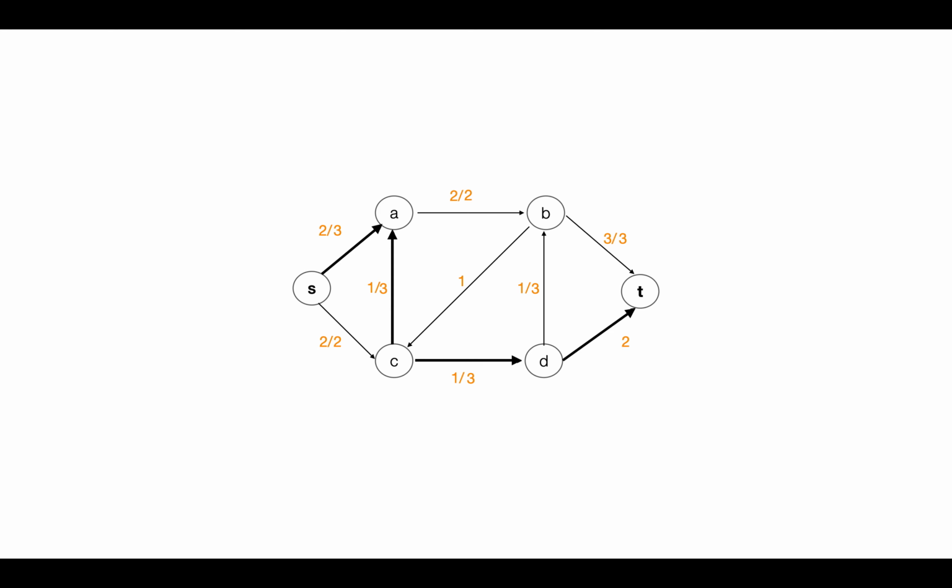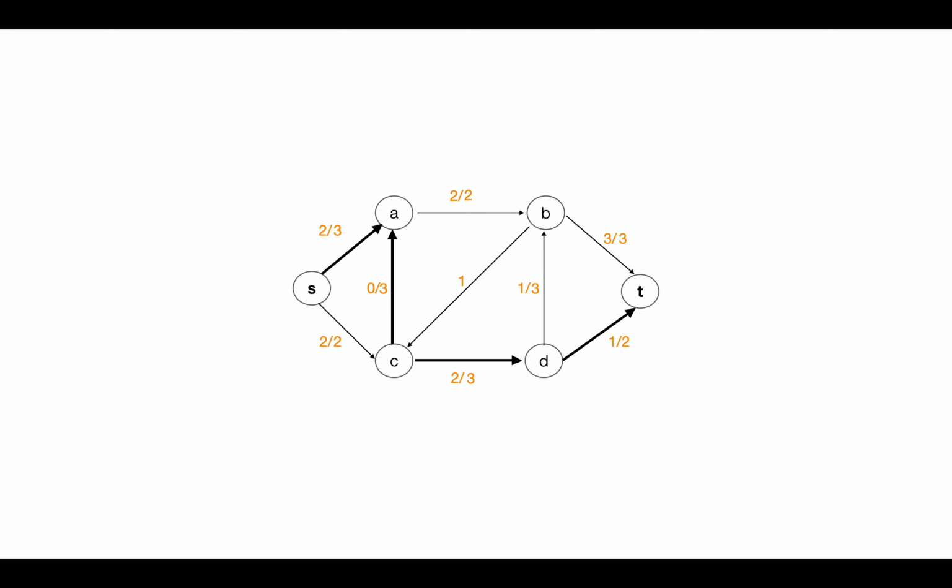And now AC, which is a backward edge. So again, we're gonna eliminate 1 from this edge. And now CD, here again, we're gonna increase the flow by 1, and DT, where the current flow will be 1. So this is the path, and this is the current flow across this path.